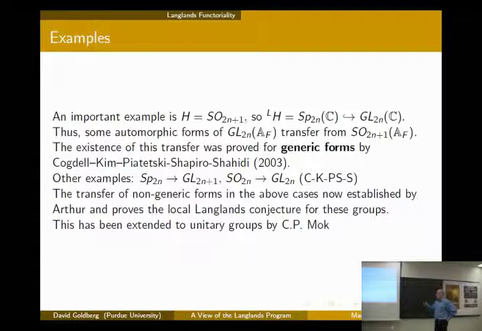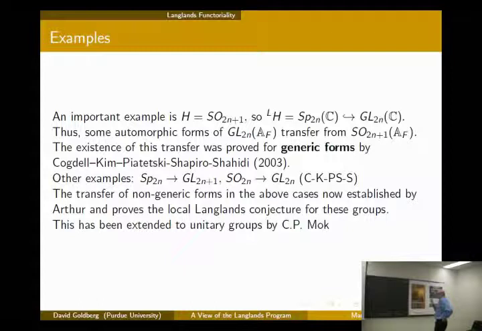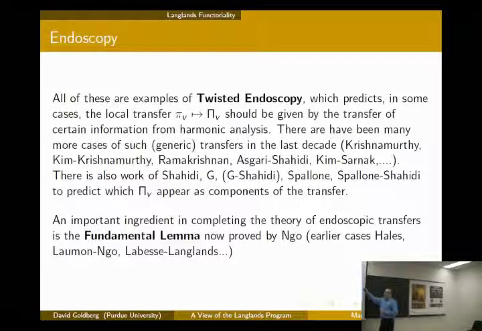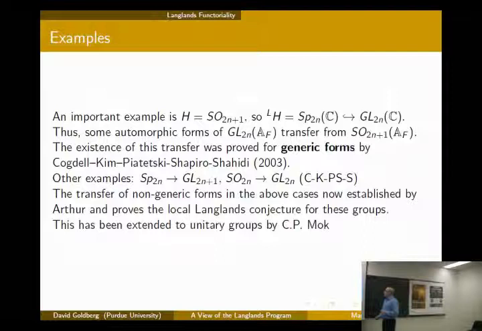It has been extended to unitary groups by C.P. Mok. I think this is a remarkable result of Mok, because he's a student of Barry Mazur, who didn't really work in this area, but decided he wanted to understand Arthur's book. So he sat down with Arthur's book and decided the best way to do this was to try and apply it to a group where the proof hadn't been established yet, and the next obvious case was the unitary group. In a year he was able to do it, which is really quite remarkable. And I'm happy to say that he's coming to be my colleague at Purdue, not next year, but the year after. So, really happy. These are all examples of something called twisted endoscopy.